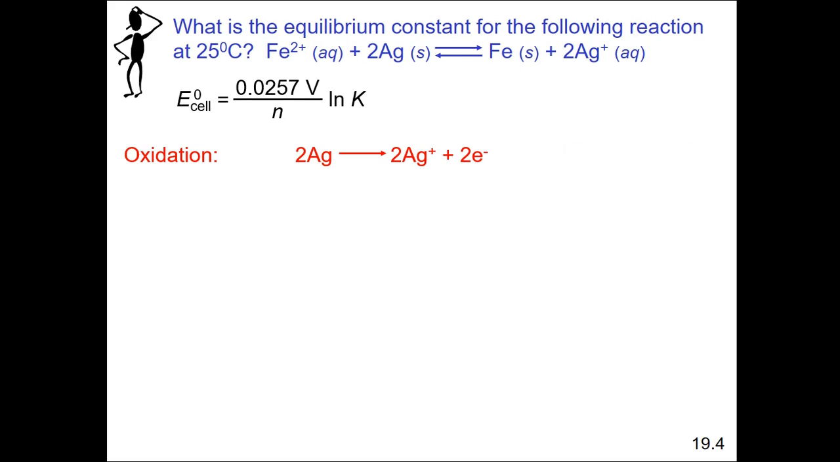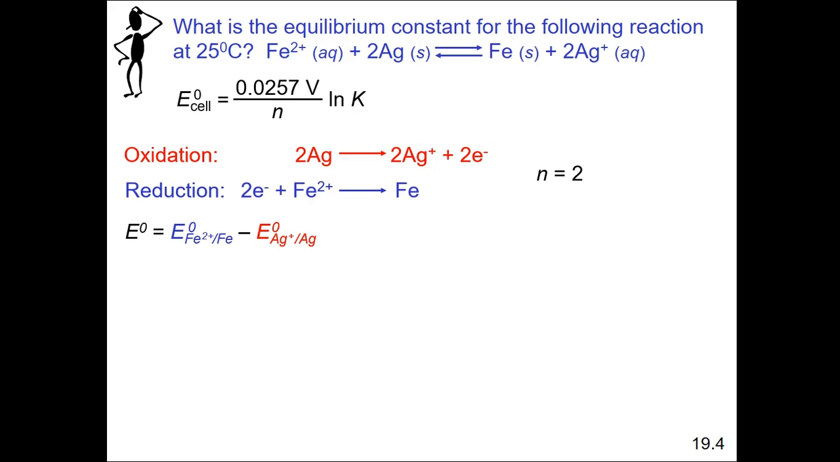The oxidation process is the fact that our two silver atoms are being oxidized to form two silver ions, releasing two electrons. And of course, therefore, our reduction process is the fact that the Fe2 plus is gaining those two electrons to form Fe. So we have 2 moles of electrons being formed in the oxidation process, and we have 2 moles of electrons being absorbed in the reduction process. That is the same 2 moles, okay? So the 2 moles of electrons being lost are the 2 moles of electrons that are being gained. Therefore, the value of N for our equation up above is 2, not 4.